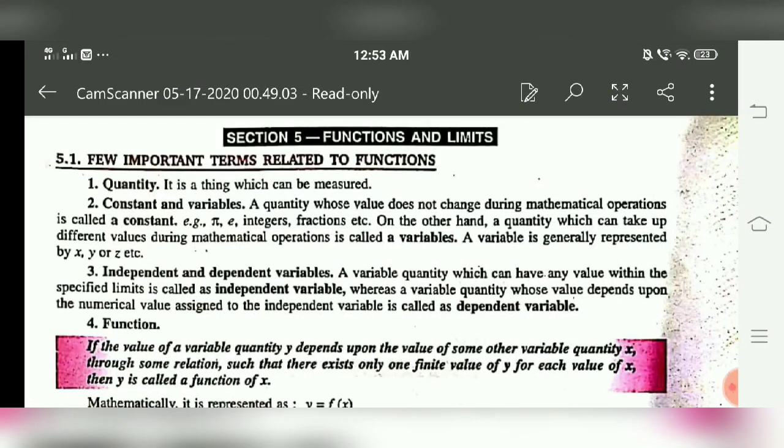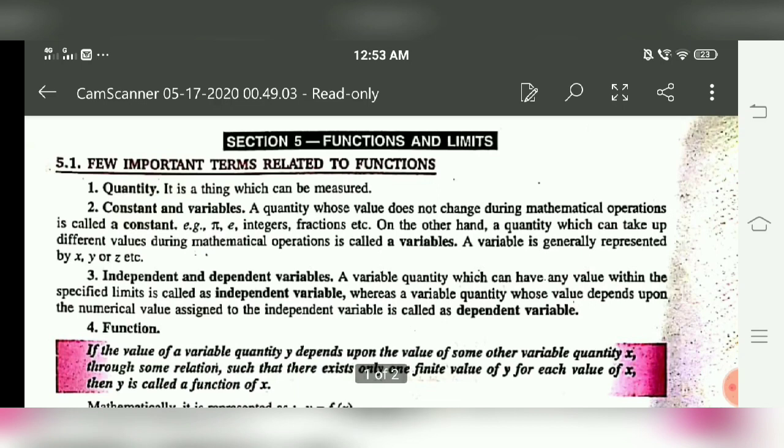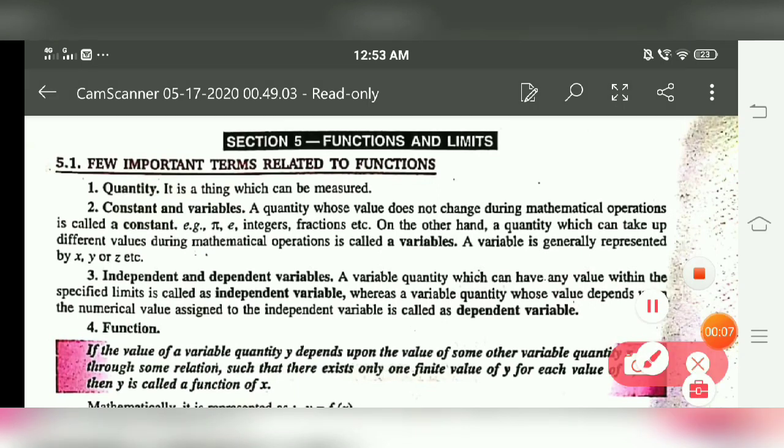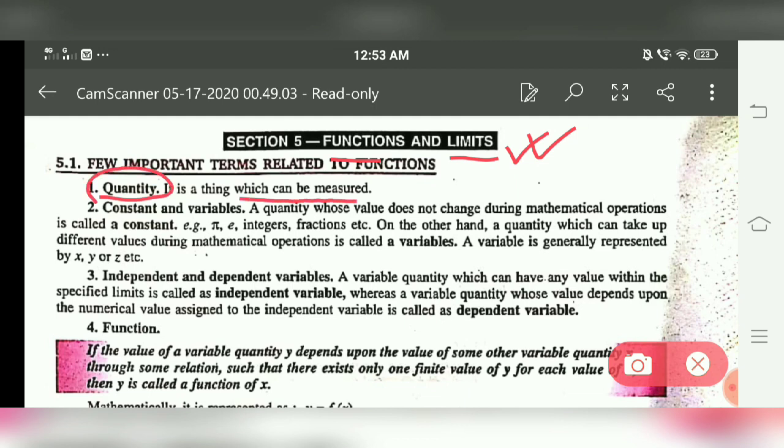So the next topic is function and limits. Before explaining function and limits, let's learn a few definitions. First of all, what is quantity? It is a thing which can be measured. Anything that we can measure is called quantity.